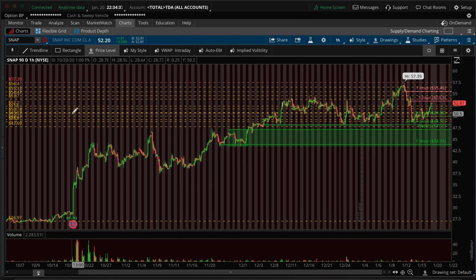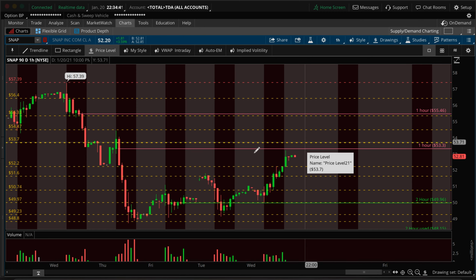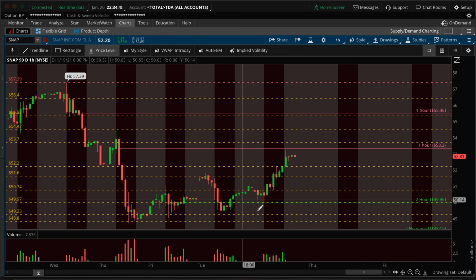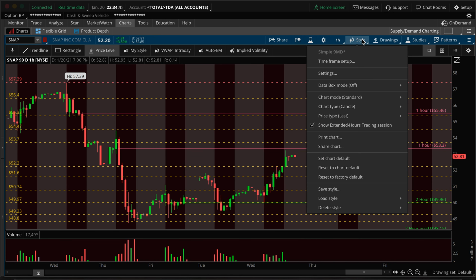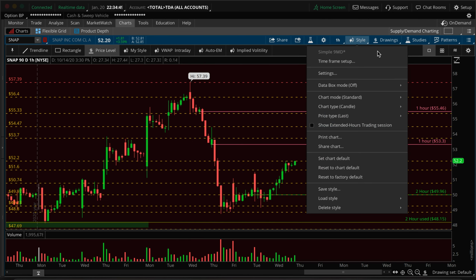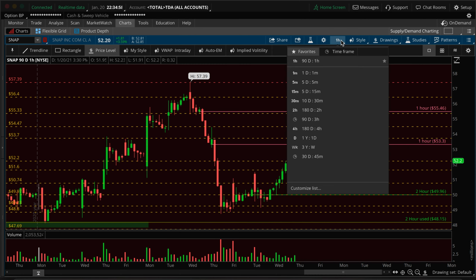But now we have that other zone there. If we go back to it, we can see, and now if we turn this back off. I just want to call that out to make sure that you have extended hours turned on when you do your charting for your zones.